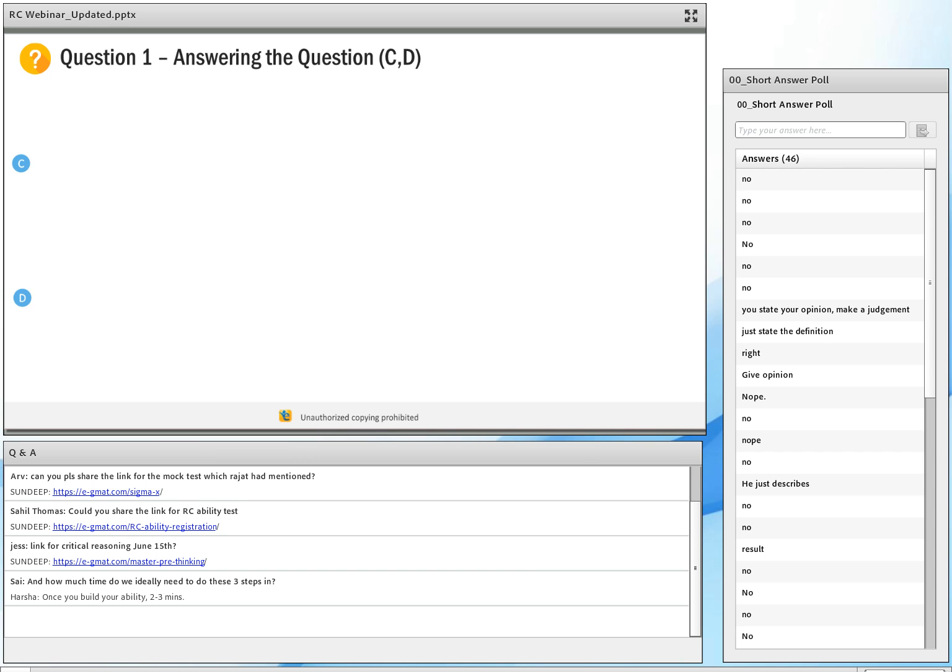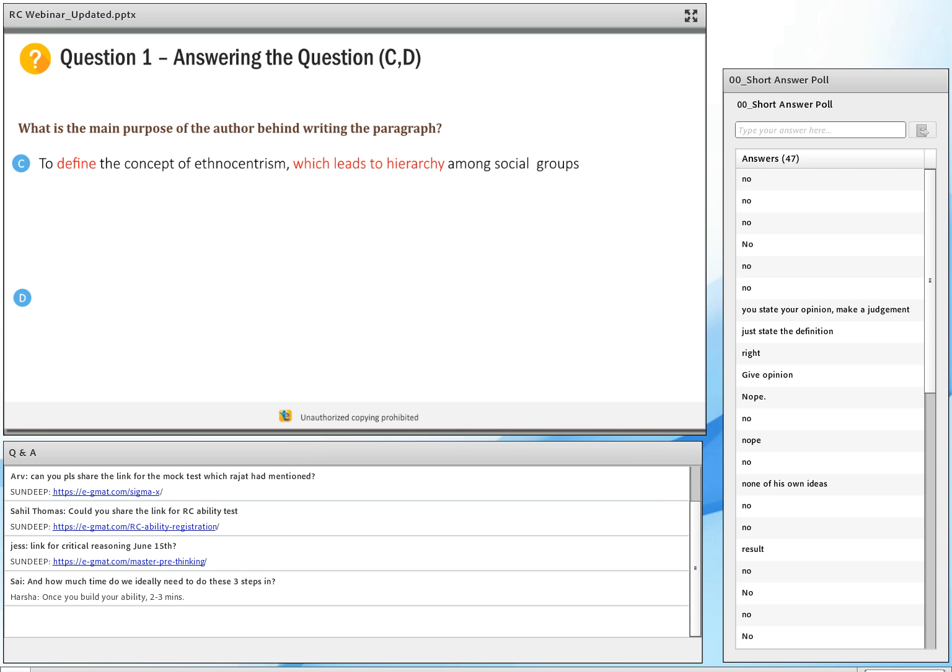Let's look at choice C. Again, the question is still, what's the main point? Choice C says to define the concept of EC which leads to hierarchy among social groups. Now, it's wrong on two counts. One is the author presents a definition and it's not his definition. So he doesn't define the concept of EC. Remember this, to define the concept means that it is the author's definition.